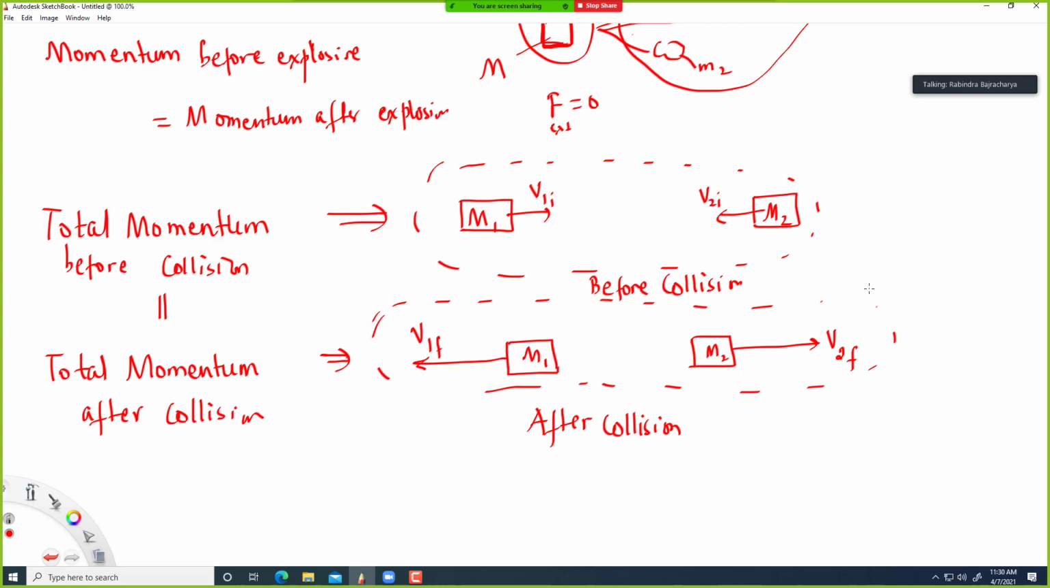If I want to write this in symbolic form, how do I write this in symbolic form? The law is pretty straightforward, but writing this in symbolic form may be a little bit tedious. Okay?